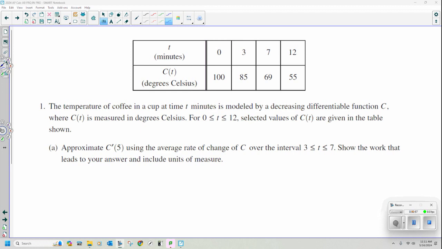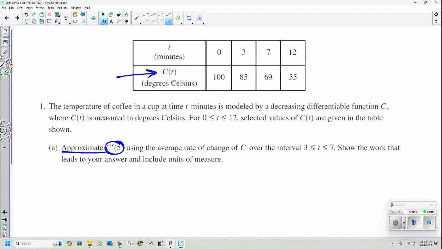Thank you very much. A says, approximate C prime of 5 using the average rate of change of C over the interval from 3 to 7 inclusive for t. Show the work that leads to your answer and indicate units of measure. My God, how much easier could they have possibly made this first question? All right, we're going to approximate C prime of 5.